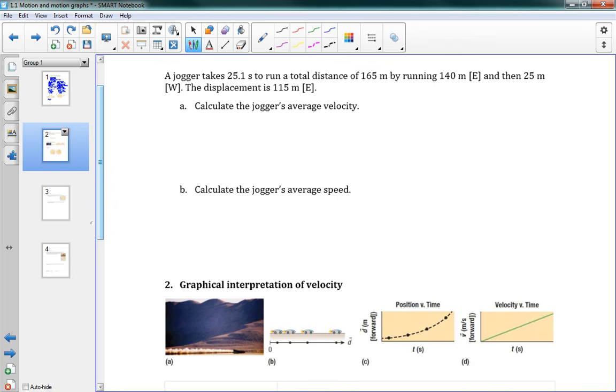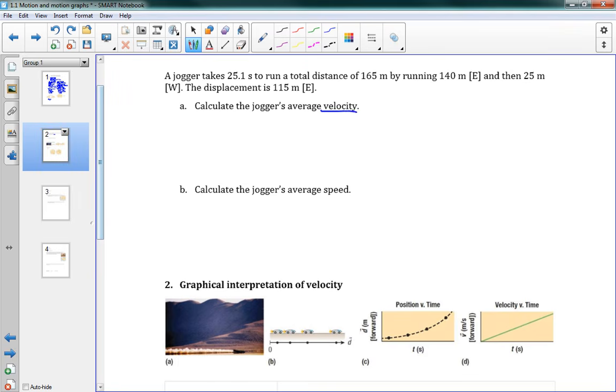Okay, so we'll turn on to the next page here and try a problem. It says that a jogger takes 25.1 seconds to run a total distance of 165 meters by running 140 meters east and then 25 meters west. The displacement is 115 meters east. Okay, so this runner has run 140 meters east, then 25 meters west. We've got our displacement.